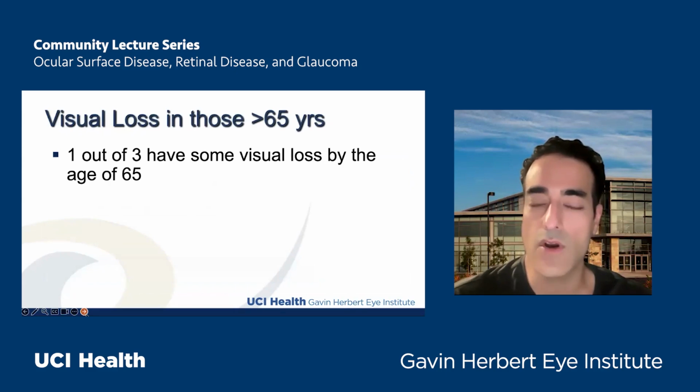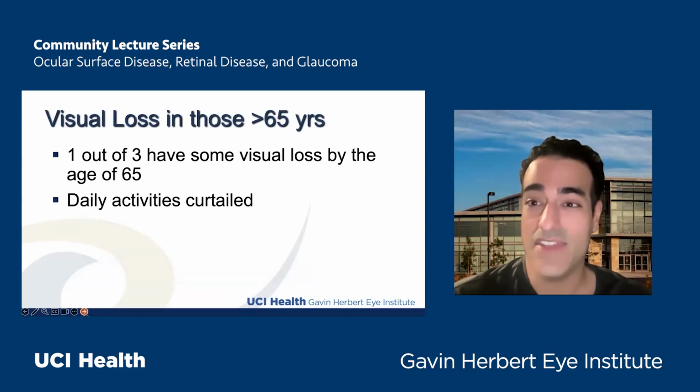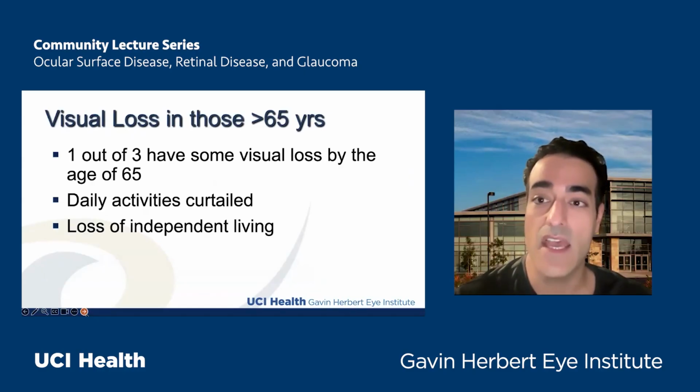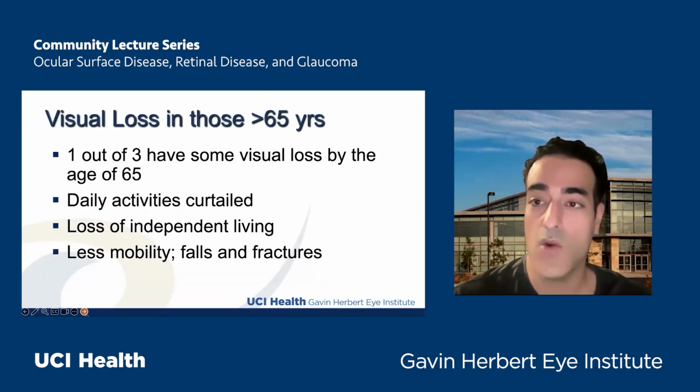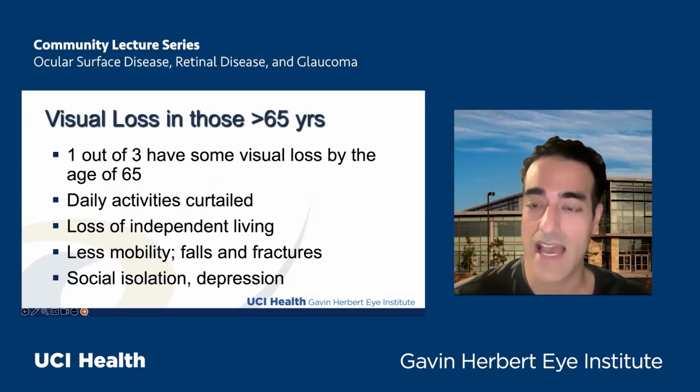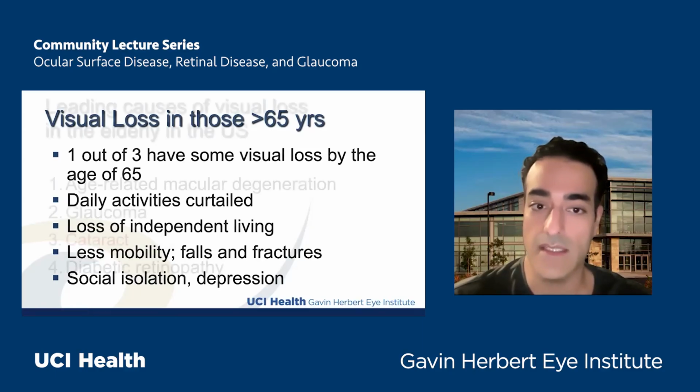When it comes to those over the age of 65, 1 in 3 have some vision loss by 65, and this really affects our daily activities, specifically independence. When it comes to being able to be freely mobile, there's a higher risk of, for example, fractures, and we'll get into driving as well and how that is affected. Losing these can lead to social isolation and depression. So taking care of cataracts is very important, not just for vision, but for the many other things listed here.